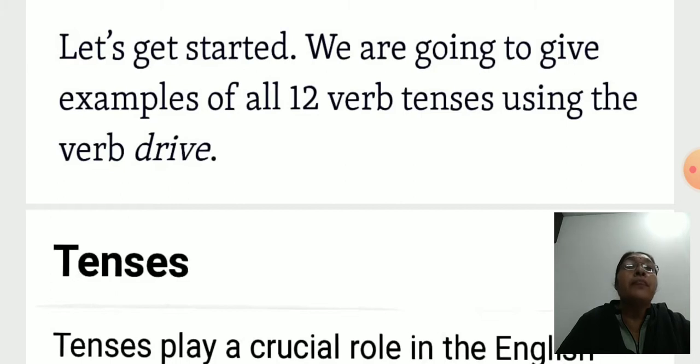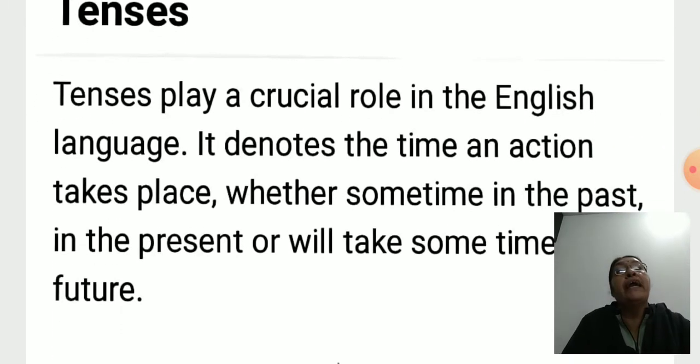Now in our textbook, we go as per unit 8, present tense. So as per tenses play a crucial role in the English language. It denotes the time an action takes place.